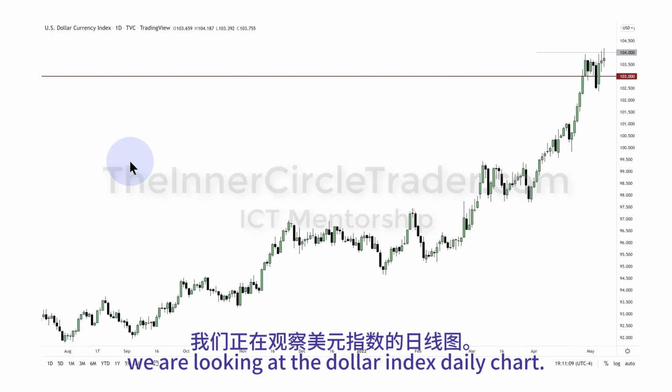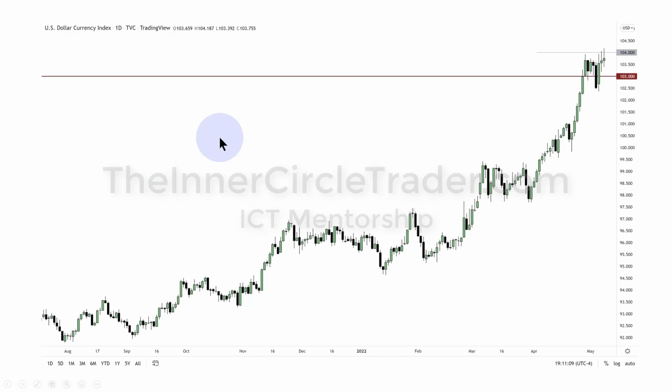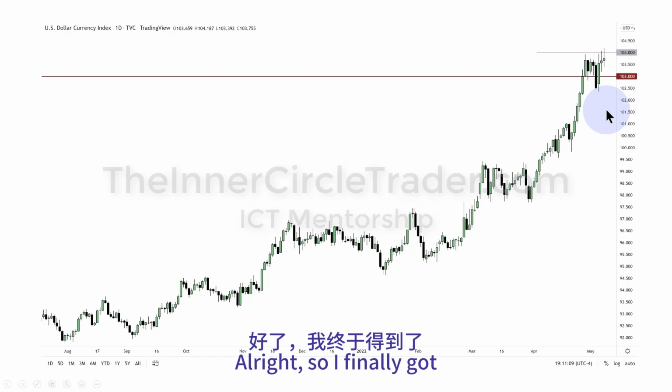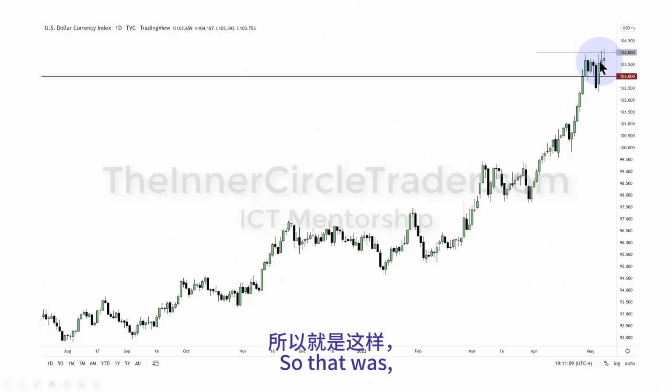And we are looking at the dollar index daily chart. All right, so I finally got my objective of 104. So that was, in my opinion, a moral victory.